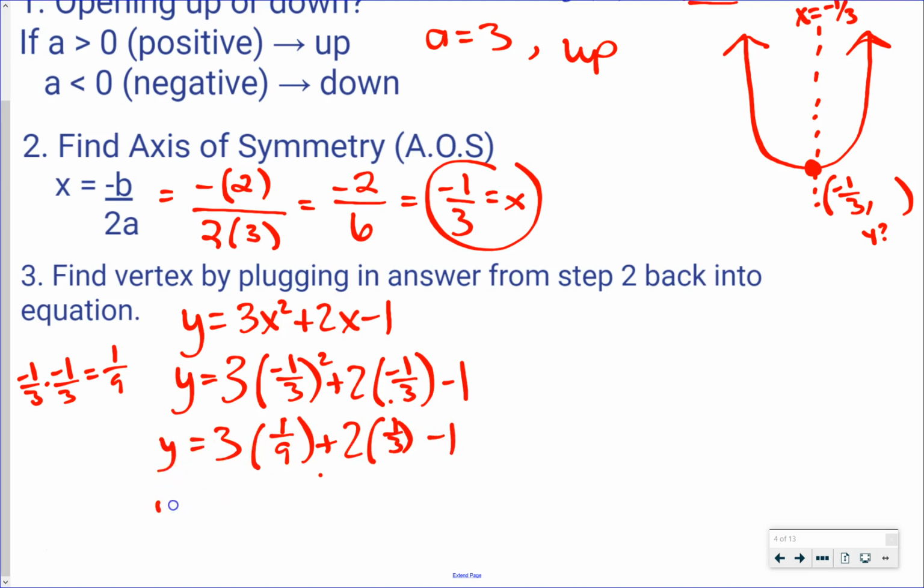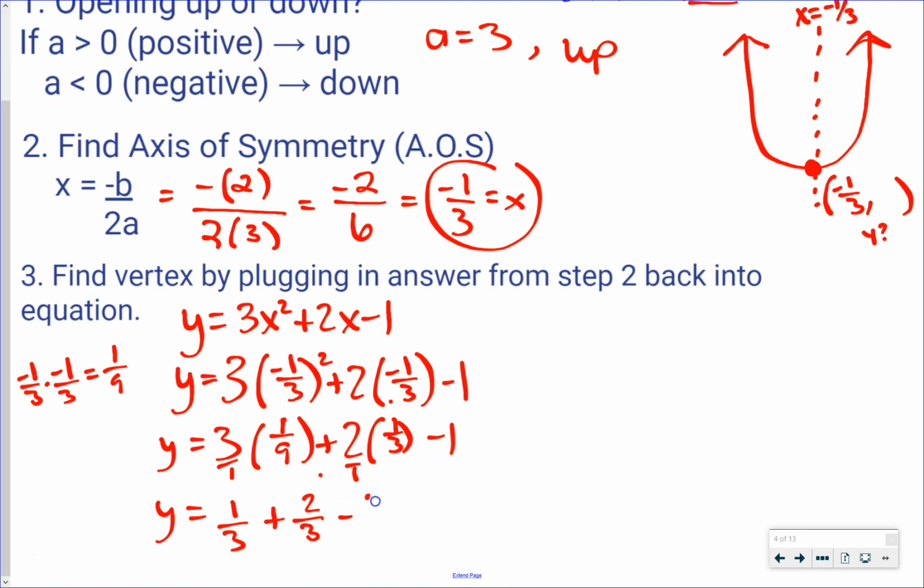All right, now let's multiply. 3 times 1/9 becomes what? That's like saying 3 over 9, which is 1/3. Over here, 2 times 1/3, that's like saying 2 over 1 times 1/3, which is going to give me 2/3. And then we have minus 1 over here.